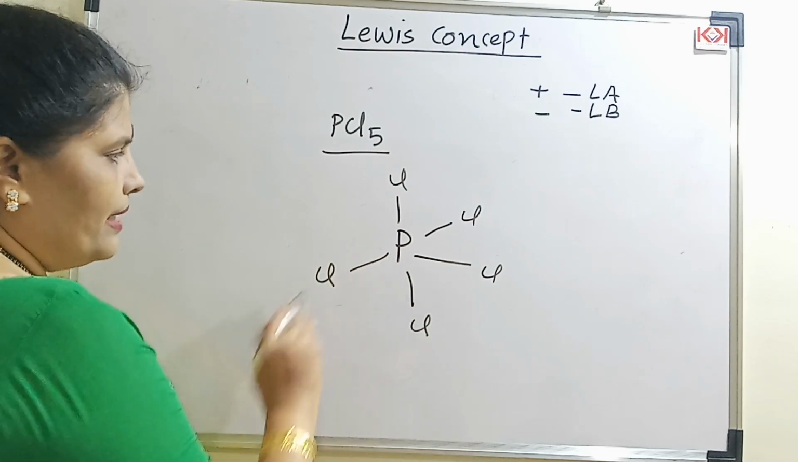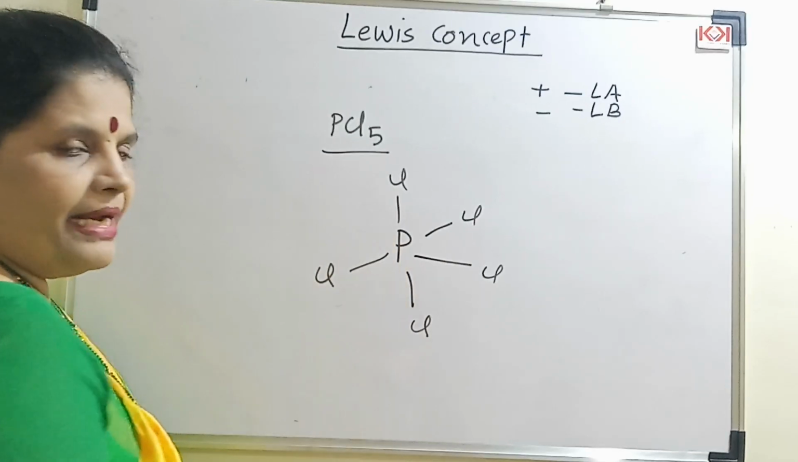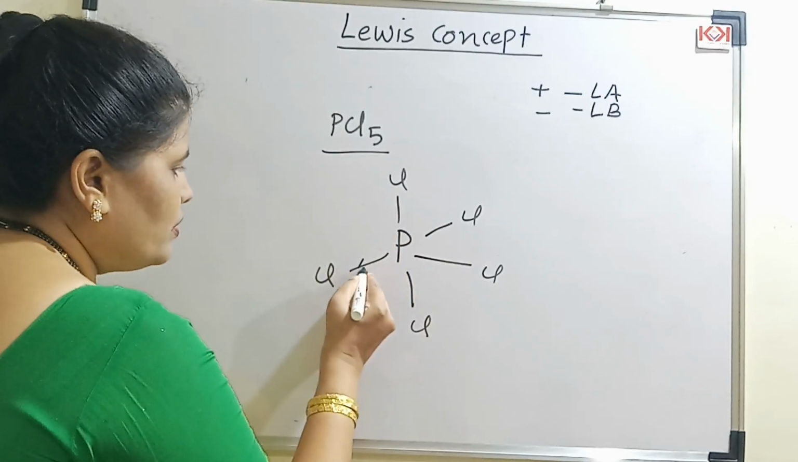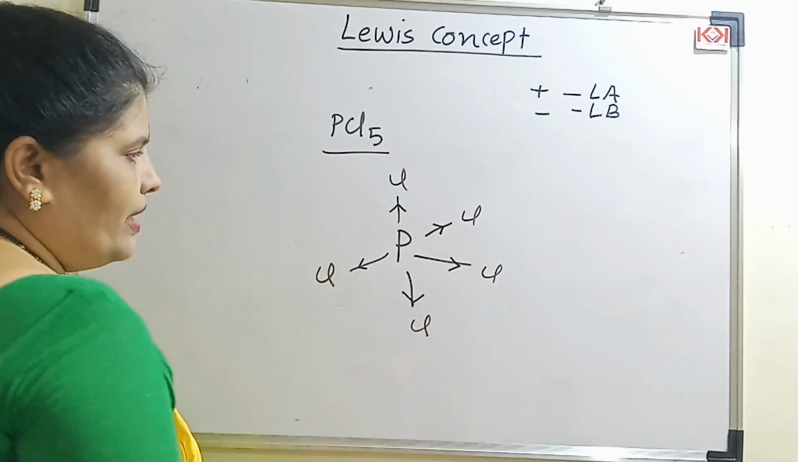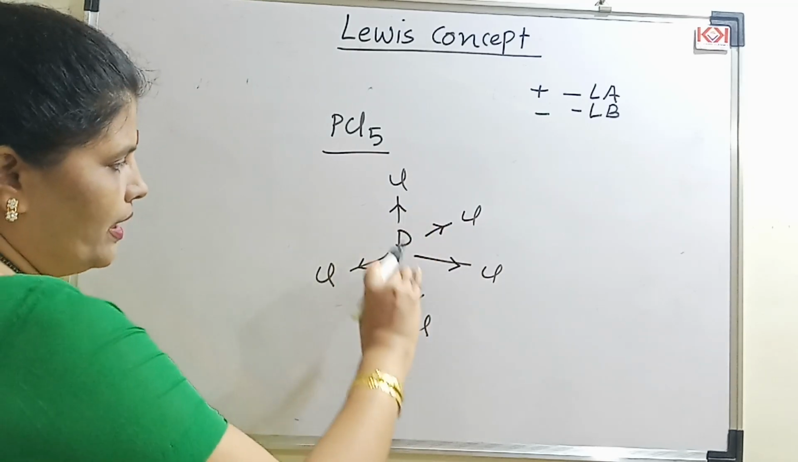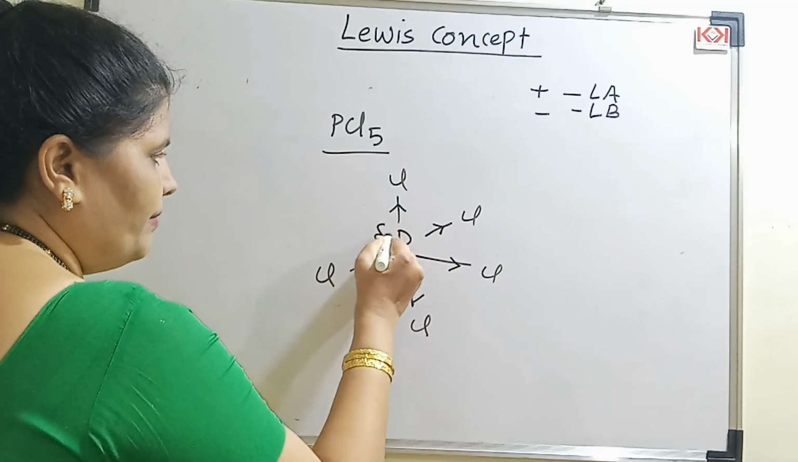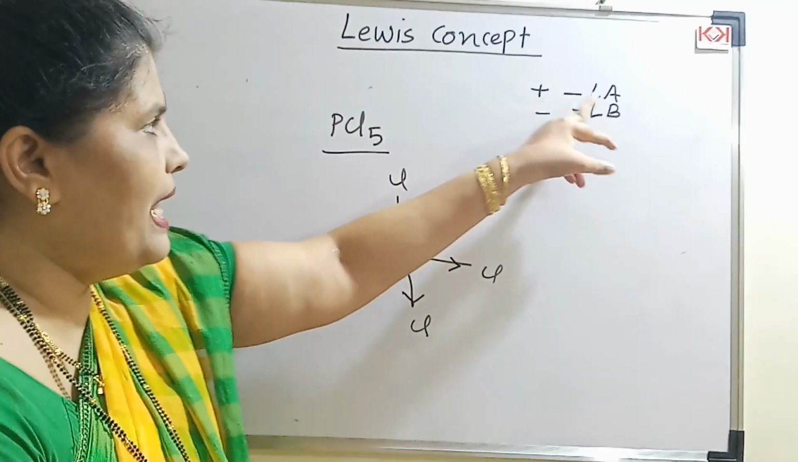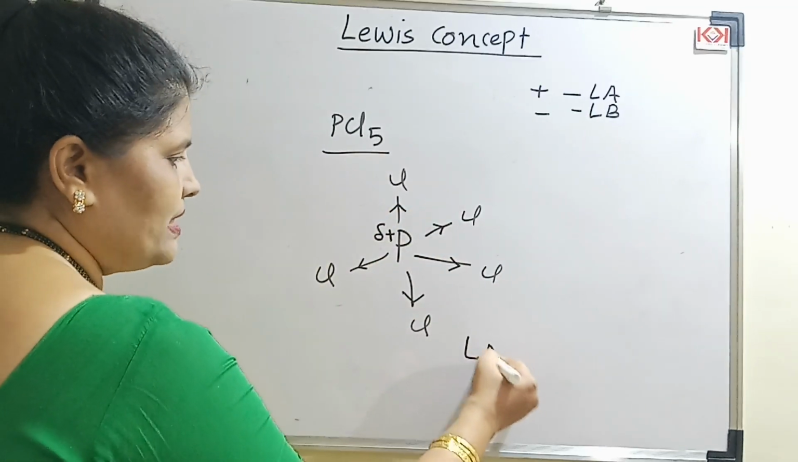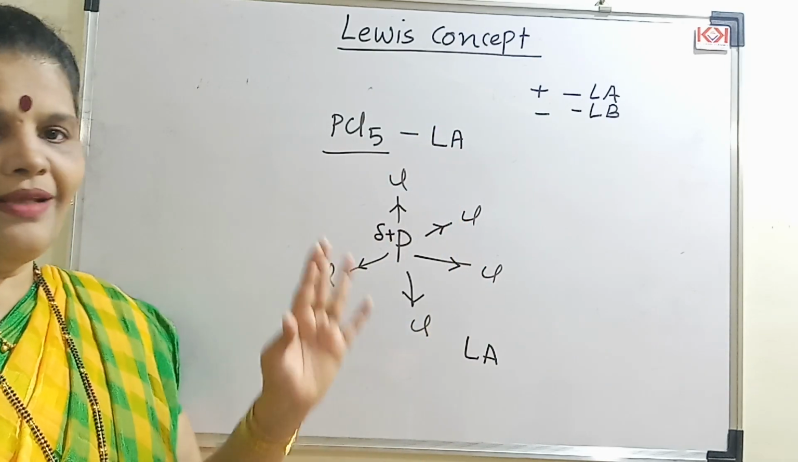Now if I compare the electronegativity, chlorine is more electronegative as compared to phosphorus. So the electrons will be pulled in this direction. So if the shared pair is pulled outwards, then what will happen to phosphorus? It will become delta positive. The moment it becomes delta positive, what will it act as, student? It will act as a Lewis acid. So PCl5 is a Lewis acid based on the Lewis concept.